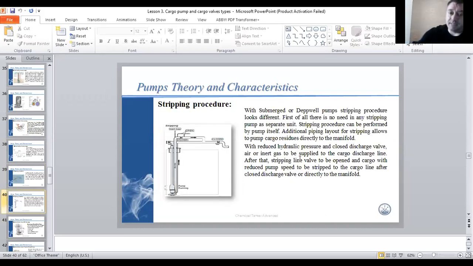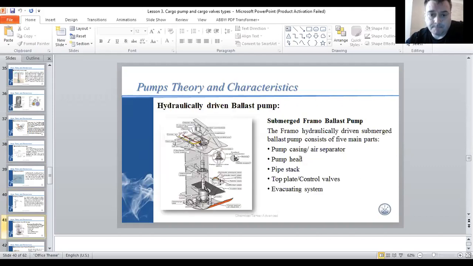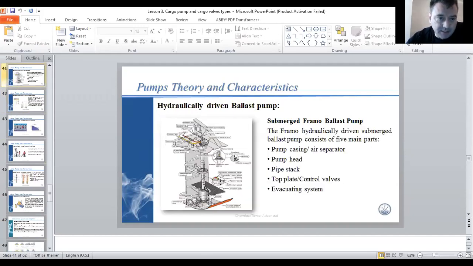Stripping procedures. I have an animation video and I will show you. It's also very useful for understanding how to work with it, and it's very nice. Well, let me see where the stripping procedures are here. And you can see the Framo.